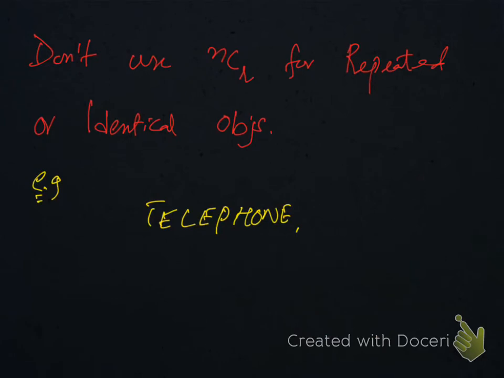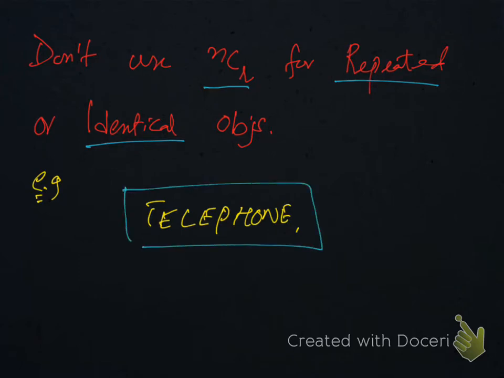surface. Don't use NCR for repeated objects or identical objects. Like in this question, telephone, in this word, 1 letter is repeating, E. So if the question is to find the number of selections of 4 letters from the 9 letters of the word telephone without restrictions, you can never use 9C4. 9C4 is the wrong approach. I mean, we never use C for the repeated letters. There is another way for the repeated or identical objects, and I will discuss that in my next lecture.